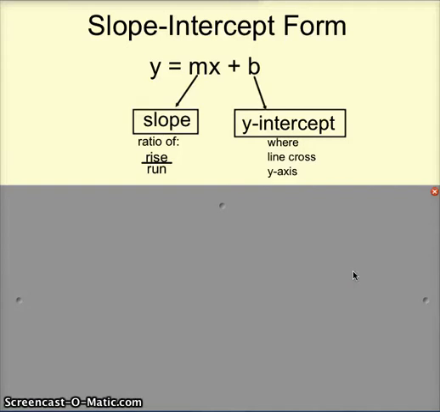Okay, today we're going to talk about slope-intercept form. Slope-intercept form is y equals mx plus b, which is the equation of a line. M is the slope, and that's the ratio of rise over run. So how much you go up and down, and then how much you go over left and right. B is the y-intercept, and that's where on the graph the line crosses over the y-axis. Remember, the y-axis is the one that goes vertically like this, up and down.